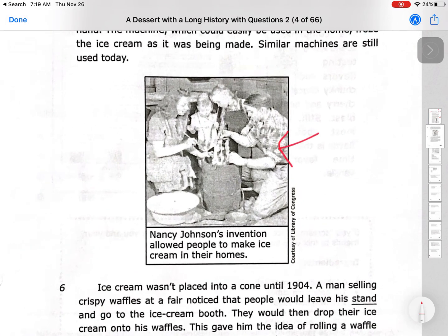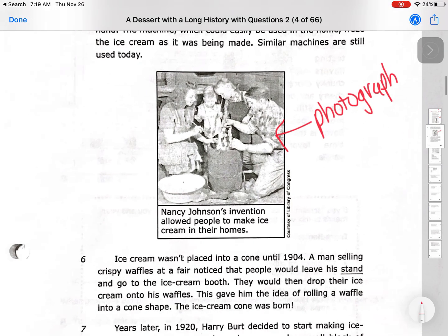This is a photograph of a family making ice cream. Nancy Johnson's inventions allowed people to make ice cream in their homes. This is a photograph because it's of real people.